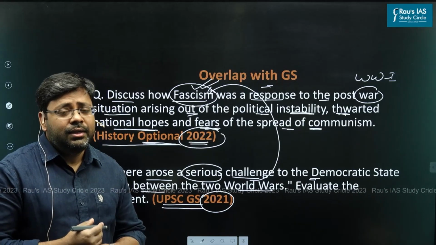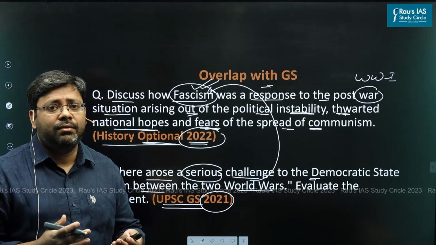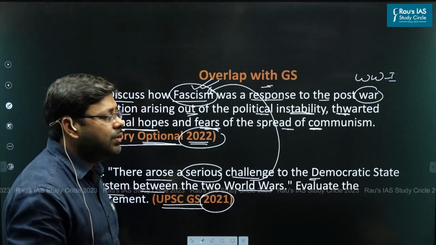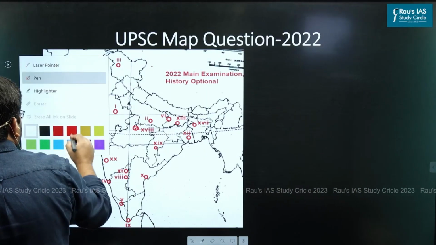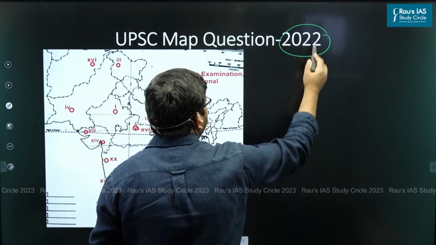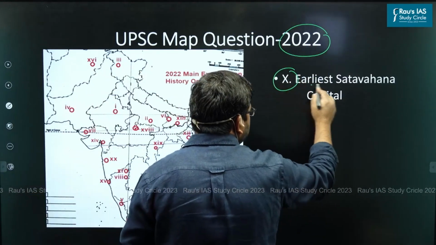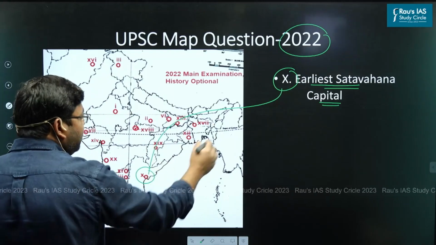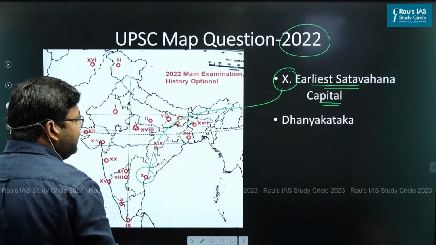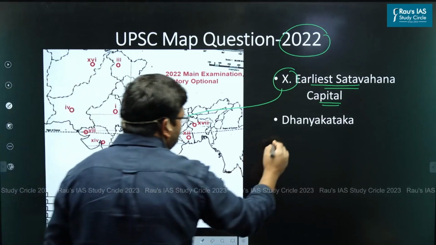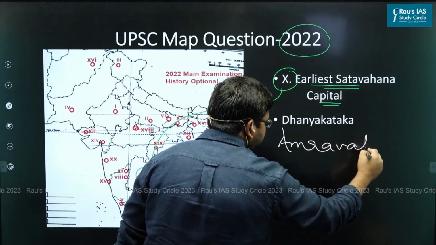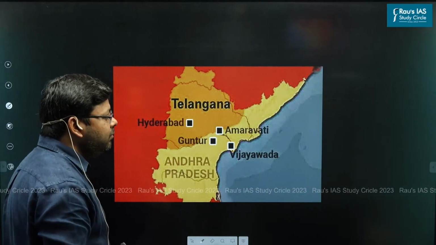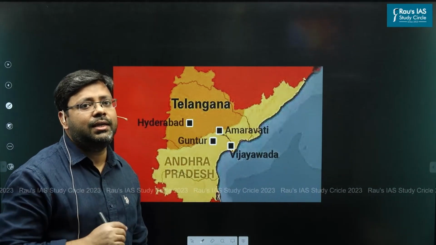Tackling history optional is always very handy when you're tackling the GS part. So many questions are asked directly in prelims as well. I'll give you one more example here. One UPSC question that was asked in 2022, the map question 10th, was asking about the earliest Satavahana capital. If you try to match 10 with the earliest Satavahana capital, basically they are talking about Dhanyakatak. That was the ancient name of Amravati. Amravati or Dhanyakatak was the ancient capital of the Satavahanas and it was a famous Buddhist site as well.